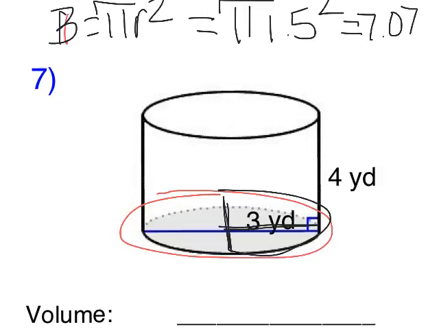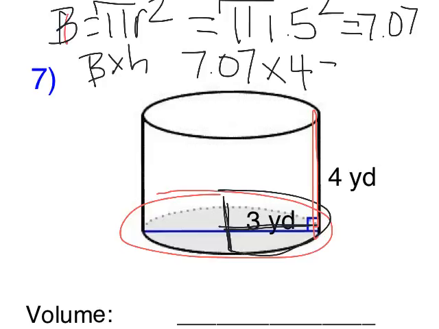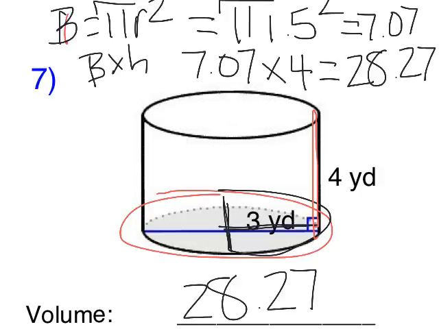So we've got our big B, and now we're going to take that big B, so big B times height, the height of our cylinder, which is right here. So 7.07 times 4, and that comes out to 28.27. So then we have 28.27 yards cubed.